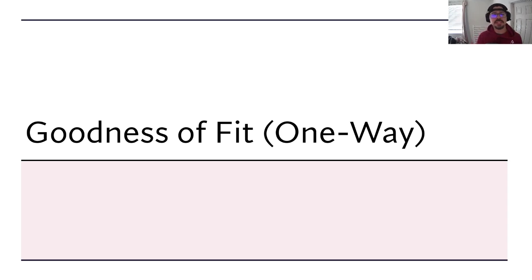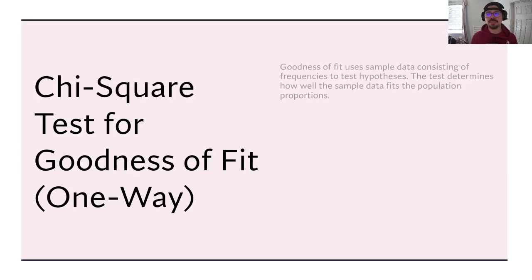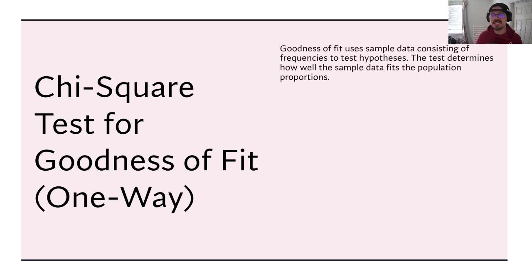So as I mentioned, the chi-square test will be broken down into two separate tests, one of which is called a goodness of fit test. That is our one-way chi-square. So the goodness of fit test uses sample data consisting of frequencies to test hypotheses. The test determines how well the sample data fits population proportions.